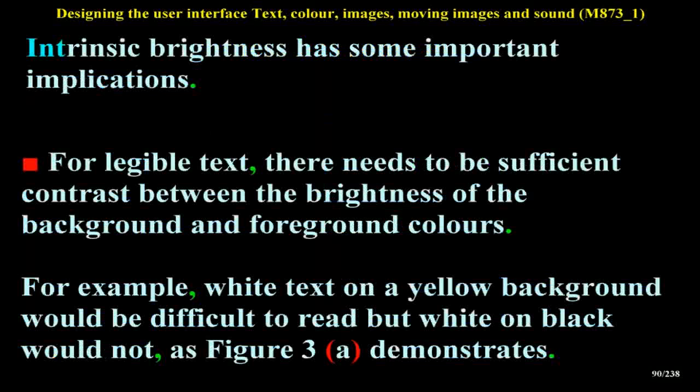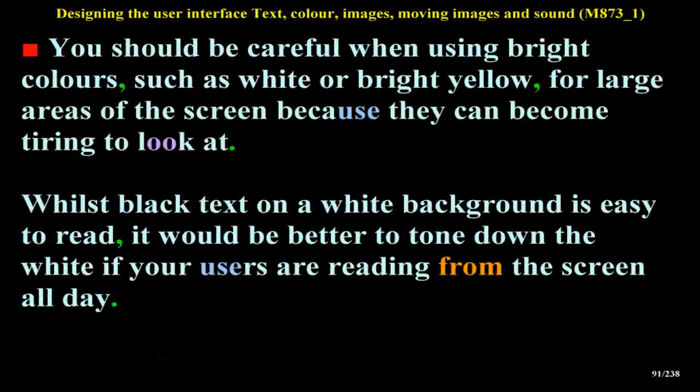Intrinsic brightness has some important implications. For legible text, there needs to be sufficient contrast between the brightness of the background and foreground colors. For example, white text on a yellow background would be difficult to read, but white on black would not, as figure 3 demonstrates. You should be careful when using bright colors, such as white or bright yellow, for large areas of the screen because they can become tiring to look at.